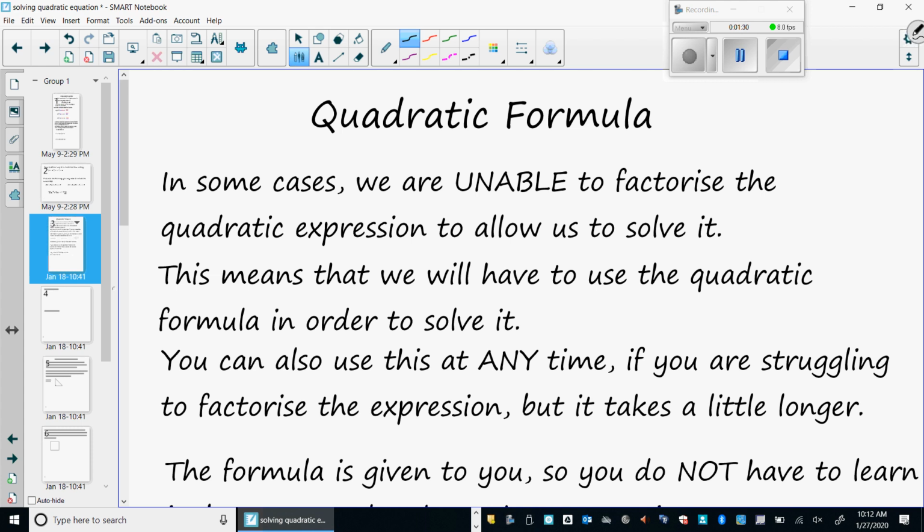Now, in some parts of the world, you have to learn this formula. In your GCSE, you are given it. So you don't need to learn it. Okay, fear not.